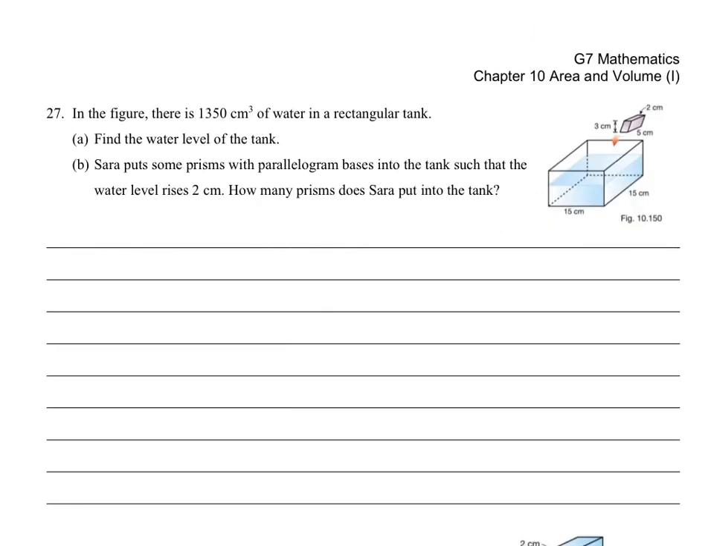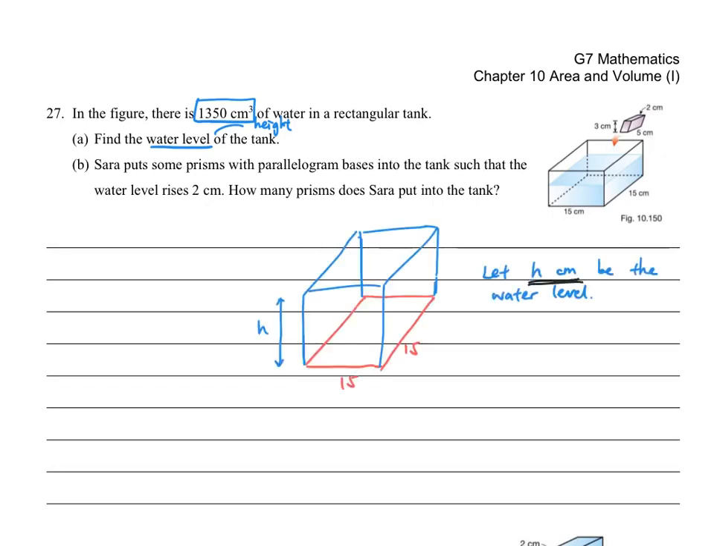Look at number 27. Part A asks you to find the water level, which is actually the height of the part of the tank with water. So how do you use this volume to find the height of the part of the tank with water? Suppose I let h cm be the water level, so you will have the base area, which is 15 times 15, and then multiplied by the height would become 1350, and then you can solve for h. Of course, if you are smart enough, you can divide this part to the other side, and then you can use one step, one answer.